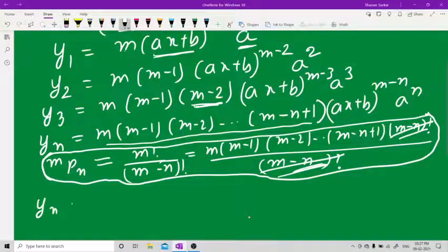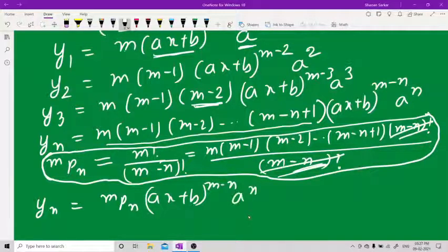So now yn is equal to mPn times (ax plus b) to the power of m minus n, times a to the power of n. But I think if you do till here, you will get full marks.